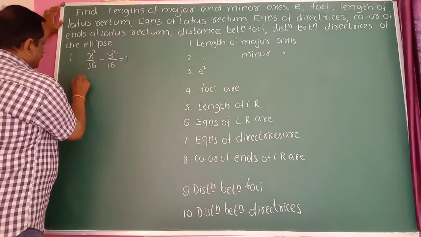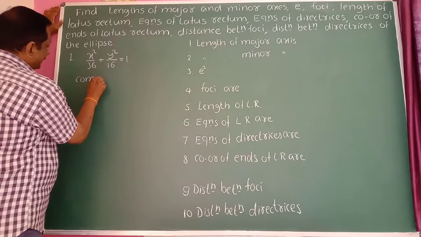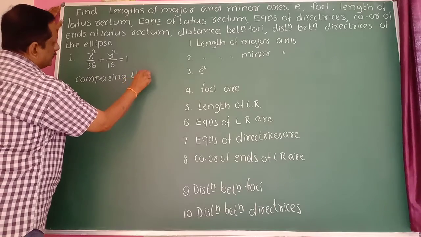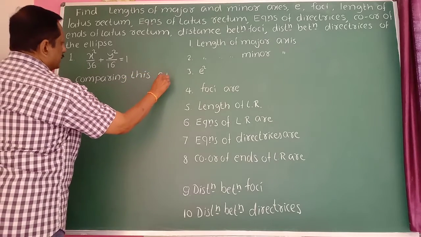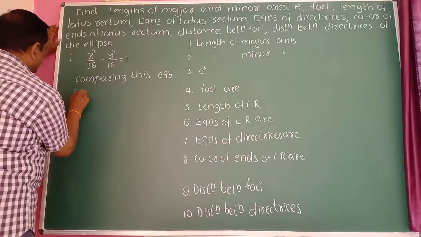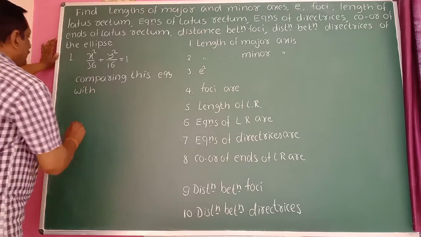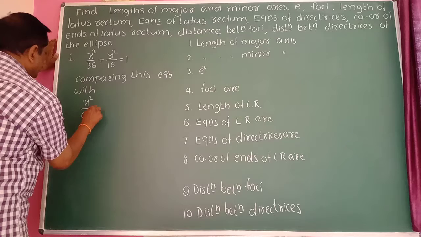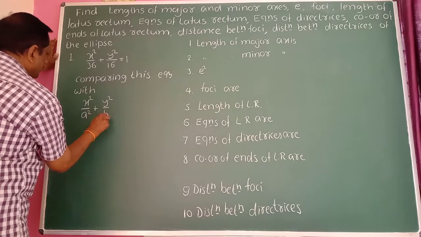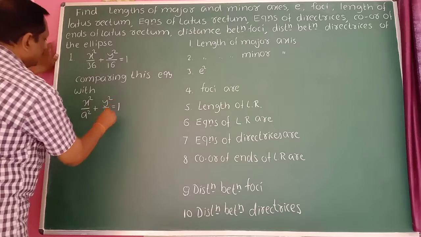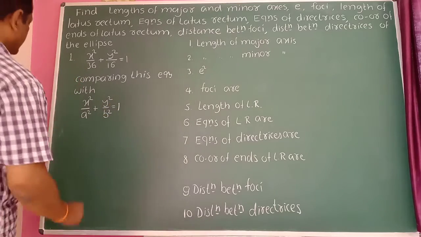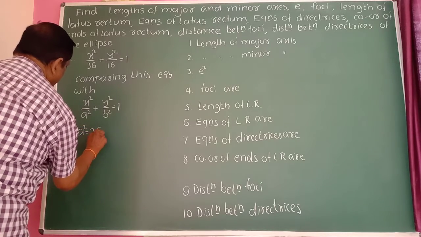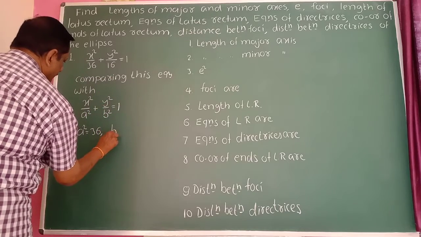So comparing this equation with x square divided by a square plus y square divided by b square is equal to 1. So a square is equal to 36 and b square is equal to 16 here.